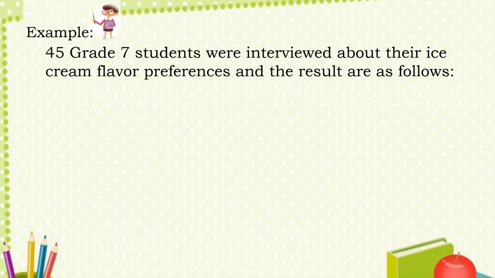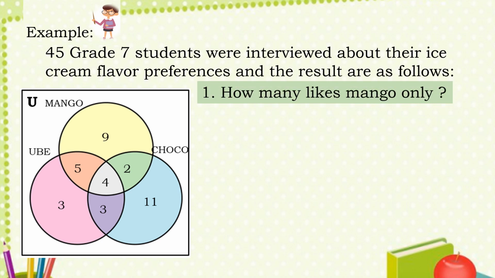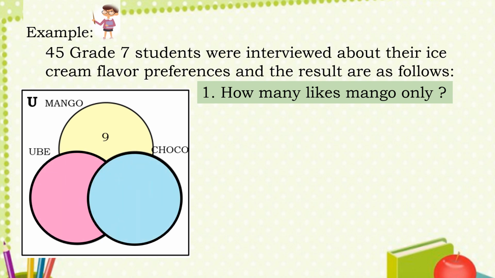45 grade 7 students were interviewed about their ice cream flavor preferences, and the results are as follows. So based on the given diagram, here are the following questions. Number 1, how many like mango only? When we say mango only, we are referring to those particular students who don't like ube and who don't like choco. So the correct answer is 9.